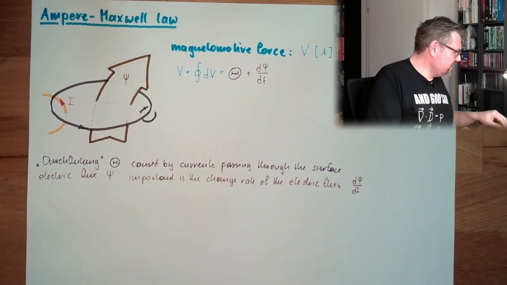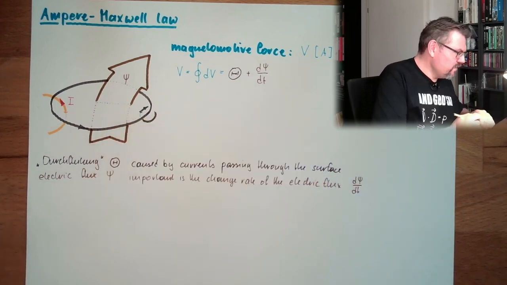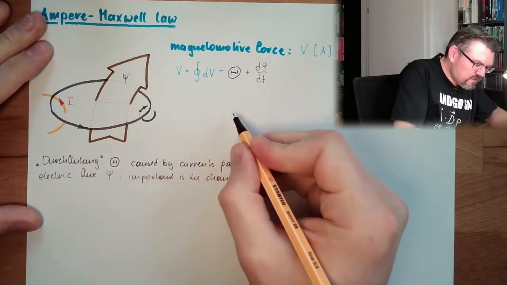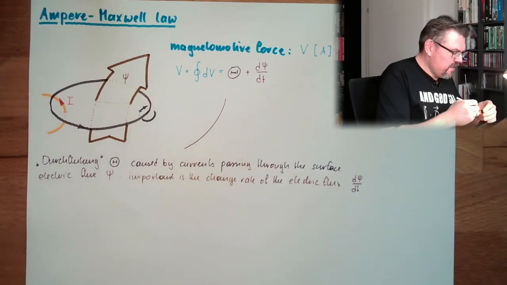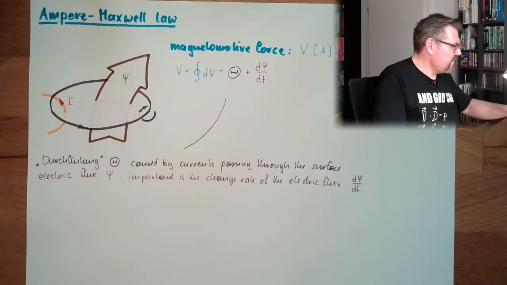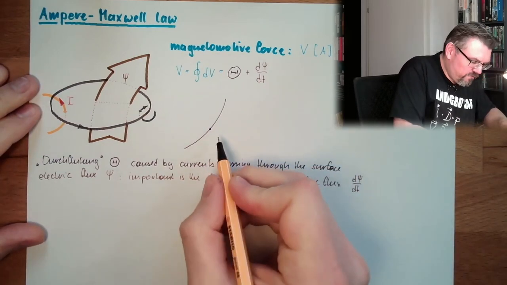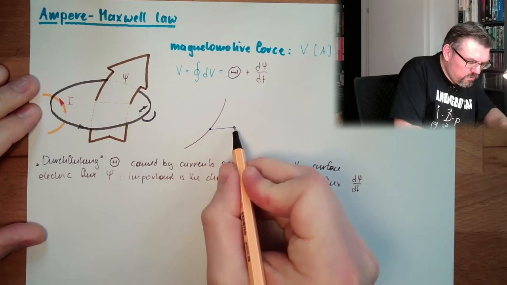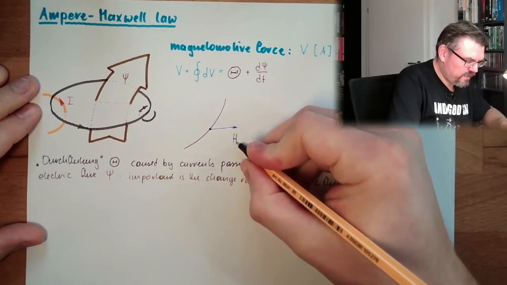Let's have a look at this border here. So I'm zooming in now. Okay, I'm zooming into the edge of this surface. So here's the edge of the surface. And here we might have the magnetic field. Here at this point, I will draw the magnetic field, something like that. And the sign of the magnetic field is H.